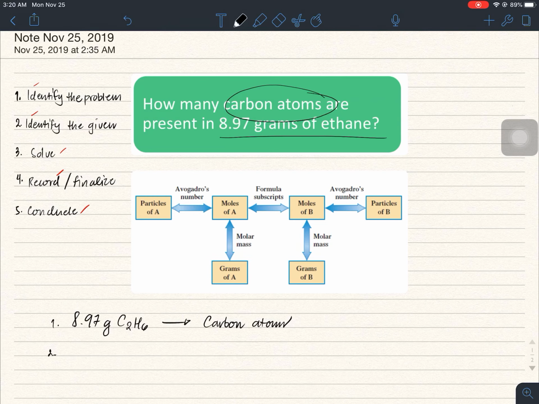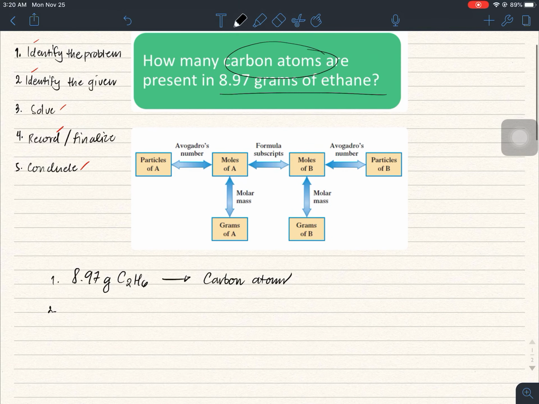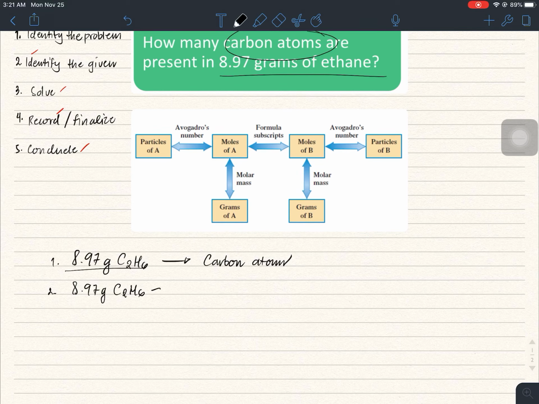And then for step 2, we identify the given. So we start with 8.97 grams of C2H6, or ethane. And this problem also gives us the information for our first conversion, which is the molar mass of ethane, which in any case we still have to solve.